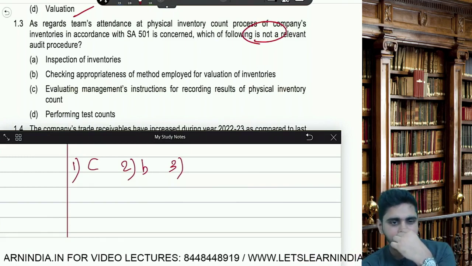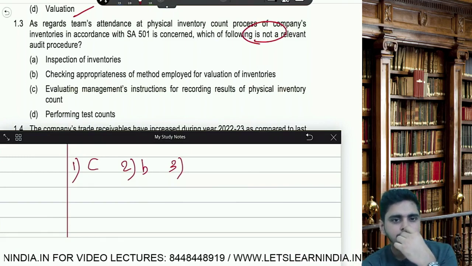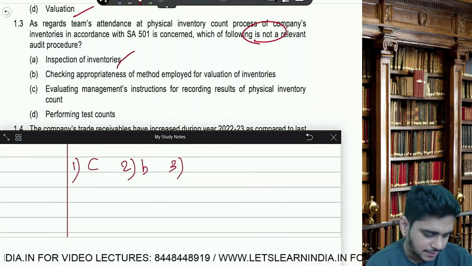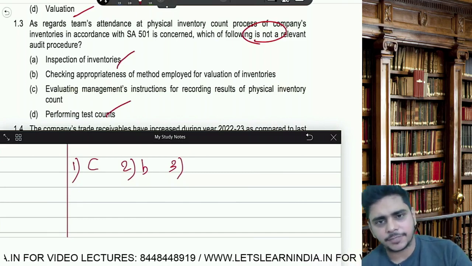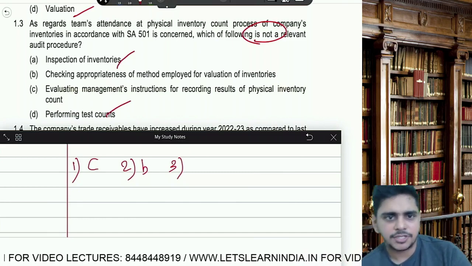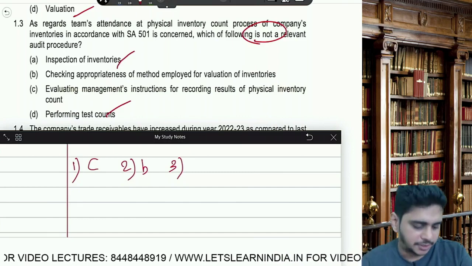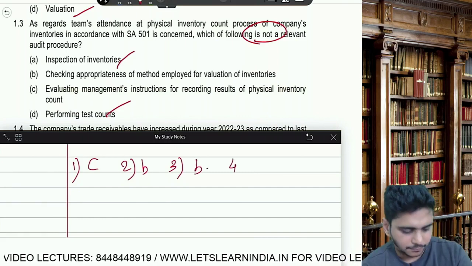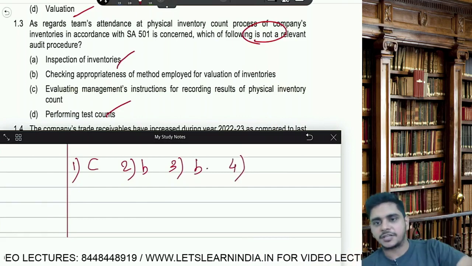Inventory. Inspection is there, test count is there, evaluating management instruction is there. Checking appropriateness of the method is not written there. B. It is not written in SA 501.